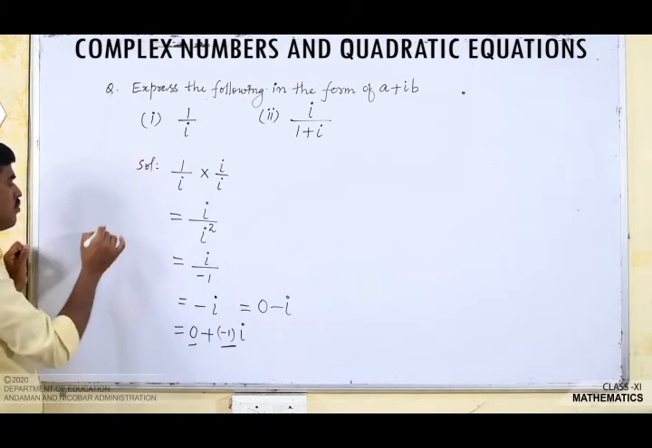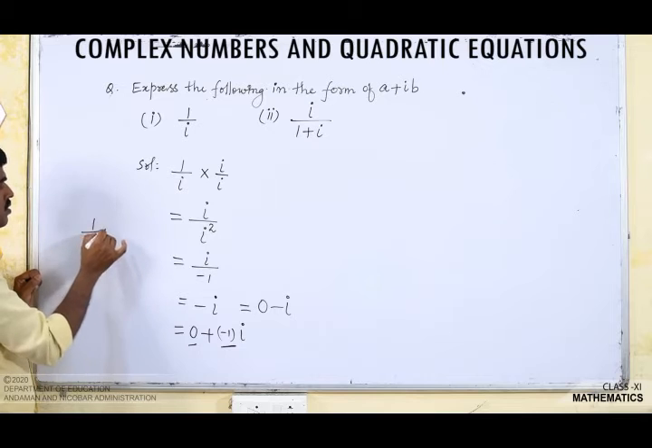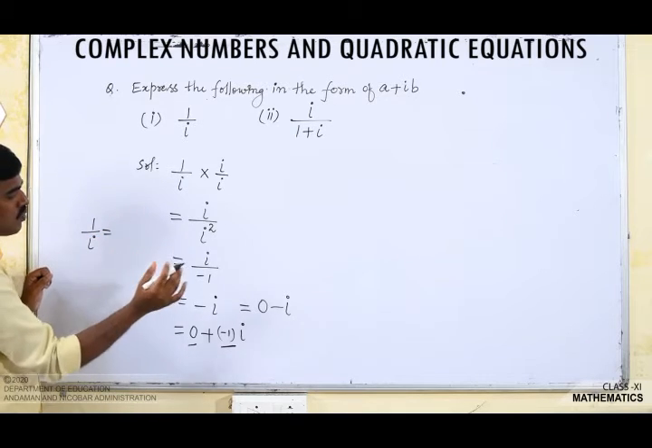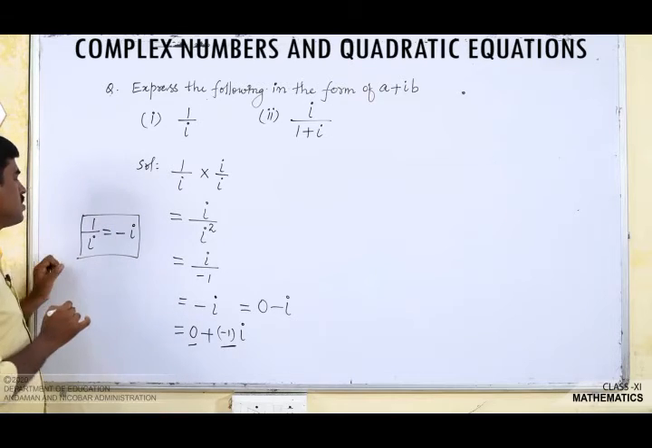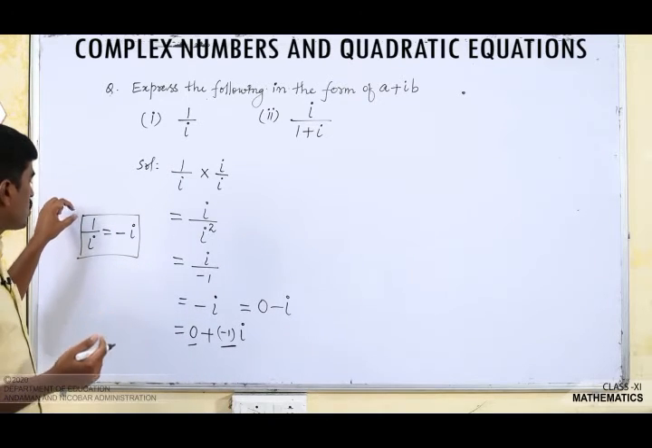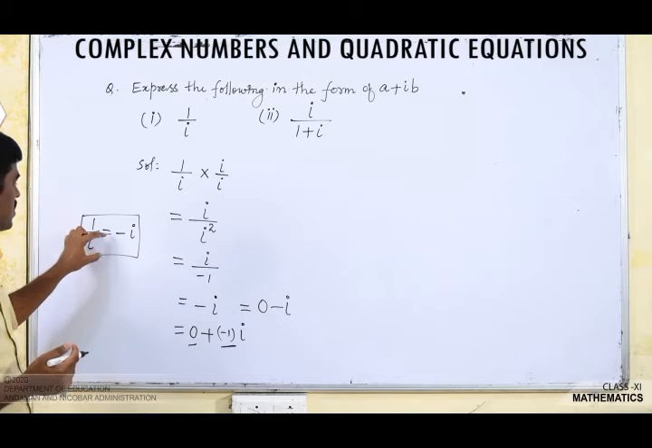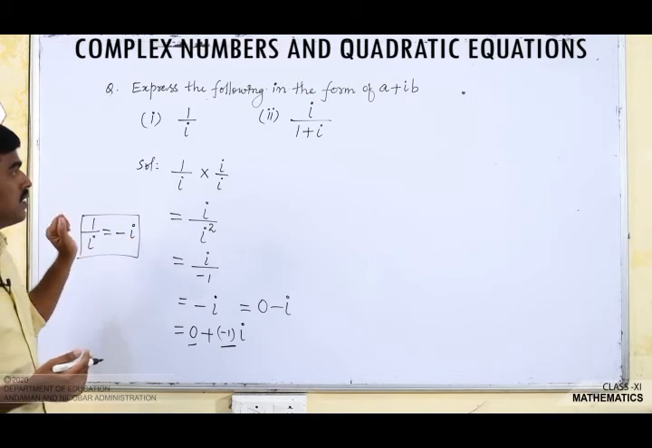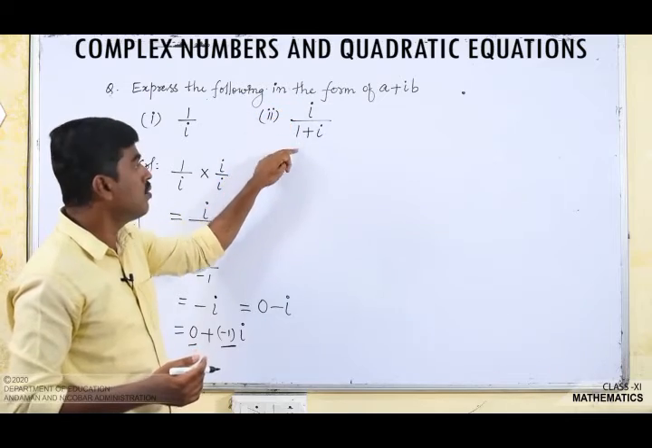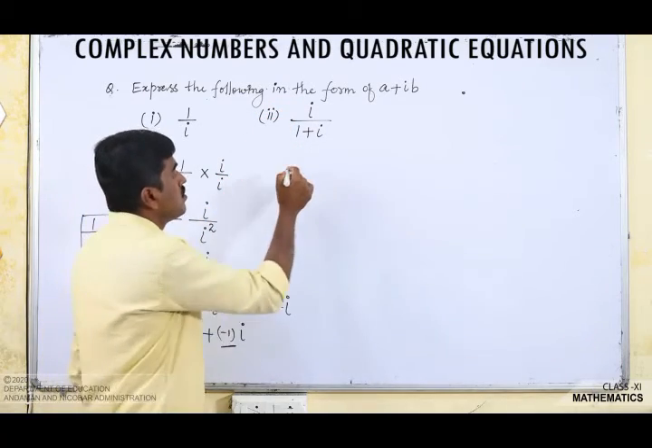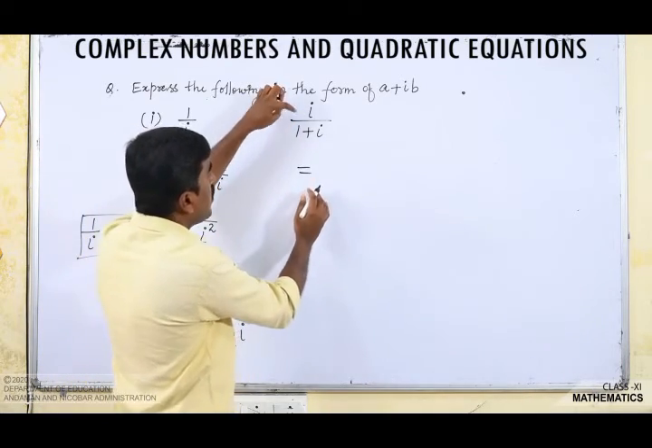So you have to remember this, 1 by i is equal to minus of i. Just remember it, it is useful for solving the questions. Okay. So 1 by i is equal to minus i. Now the next one is i upon 1 plus i. So here it is i upon 1 plus i.